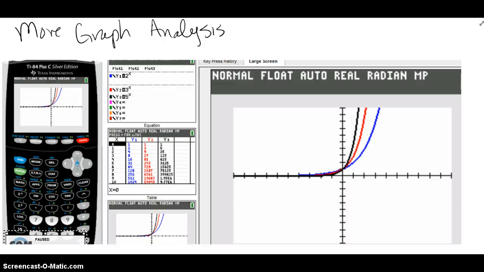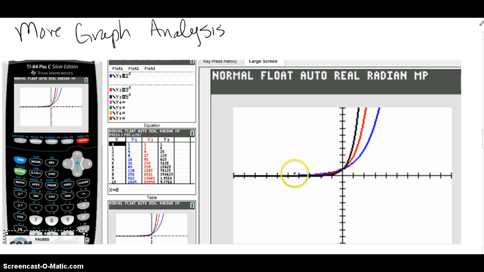Let's do some more analysis of graphs of exponential functions. So notice what I have here. I have the basic exponential function 2 to the x in blue, and then I have 3 to the x in red. Notice how it rises quicker because the base is bigger. And then I have 5 to the x in black.